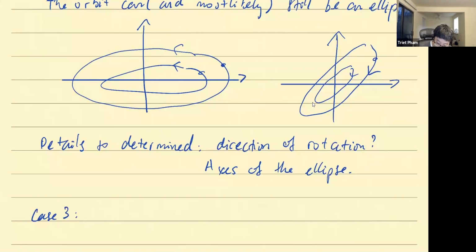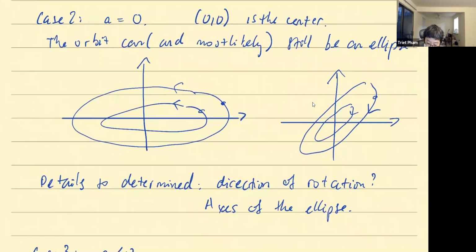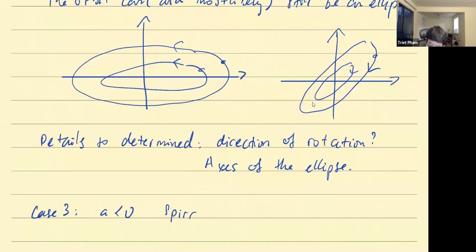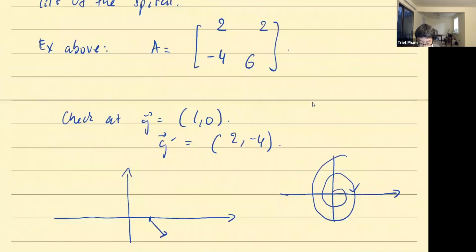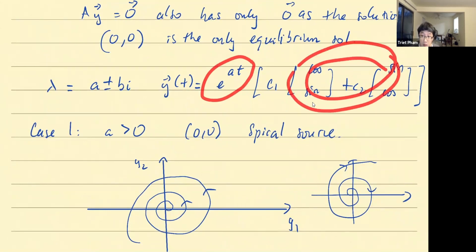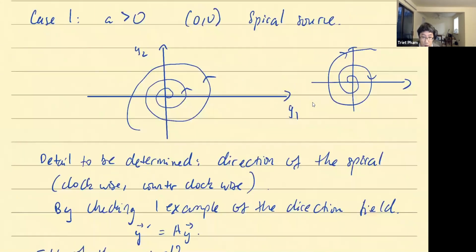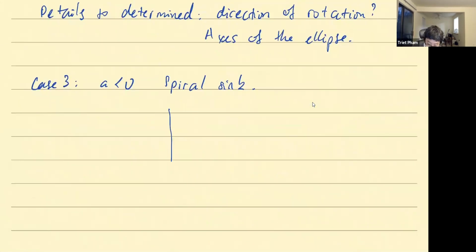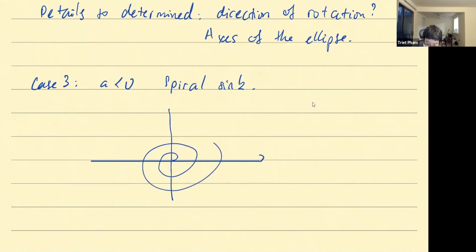Last case is for a negative, and it will be a spiral sink. Again, because as t goes to infinity, this goes to 0, and this provides the circling component that goes down to 0. So again, some rough picture, but it can be improved on a lot. I draw something like this, but it will circle in.